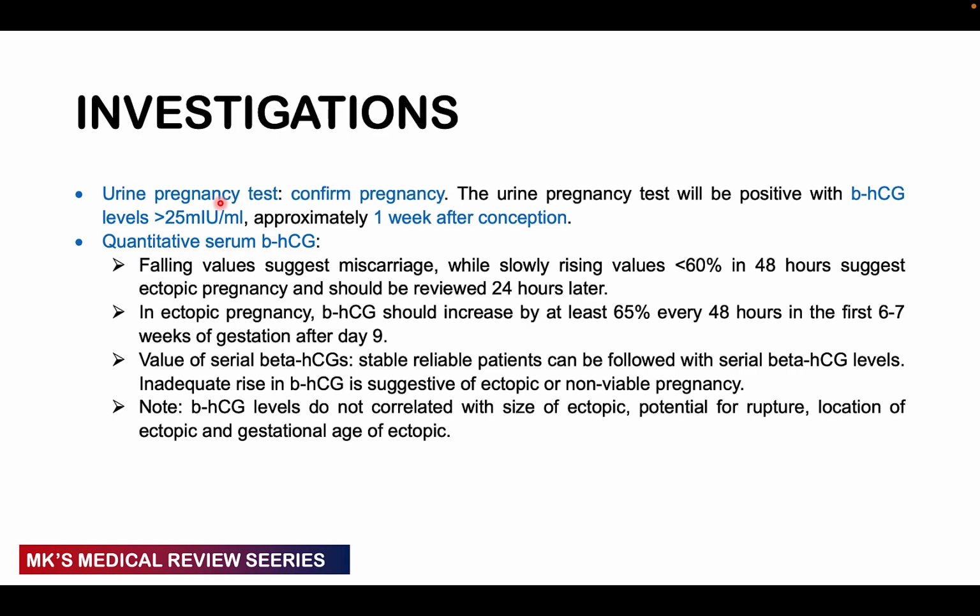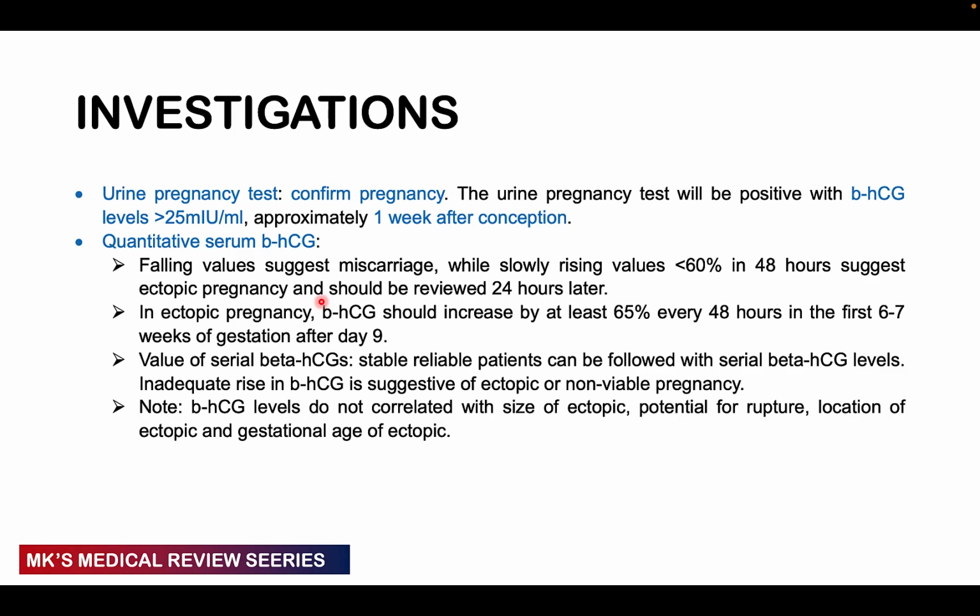Remember that if the quantitative serum beta HCG is falling, this is going to be suggestive of a miscarriage, while slowly rising values, seen in less than 60% of cases in 48 hours, are going to suggest an ectopic pregnancy and should be reviewed 24 hours later. But in a normal pregnancy, the beta HCG should increase by at least 65% every 48 hours in the first 6 to 7 weeks of gestation after day 9.